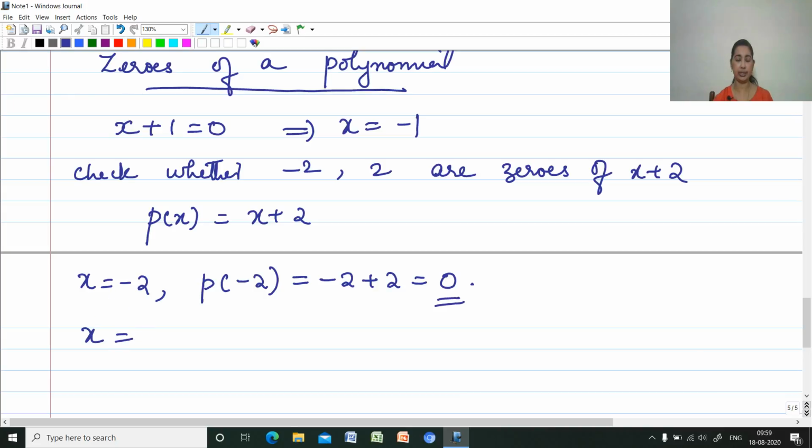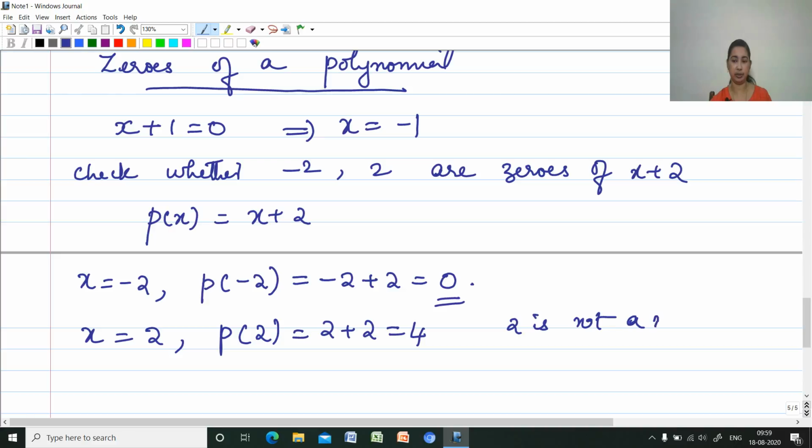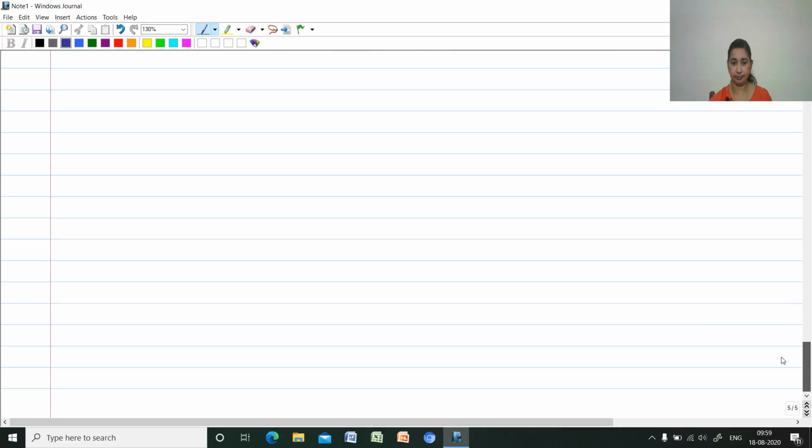In the same way, if I put x equal to 2, what happens? P of 2 is equal to 2 plus 2, which is equal to 4. So it is not. So 2 is not a zero of the polynomial x plus 2. Now, next question.